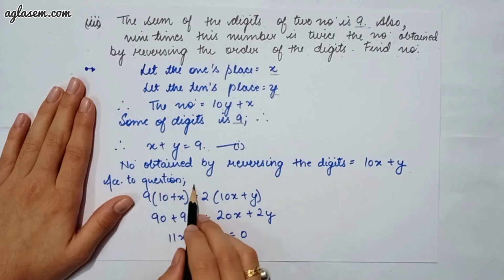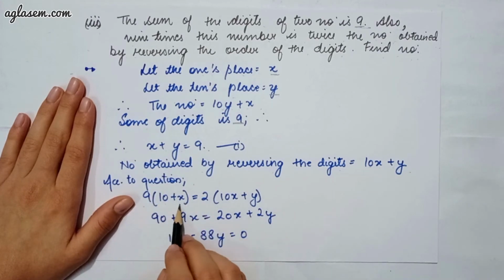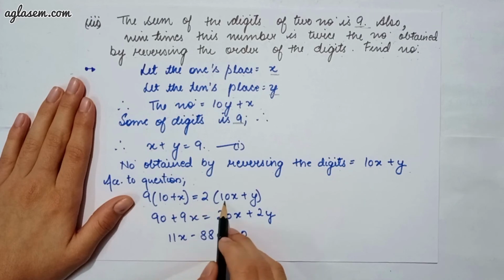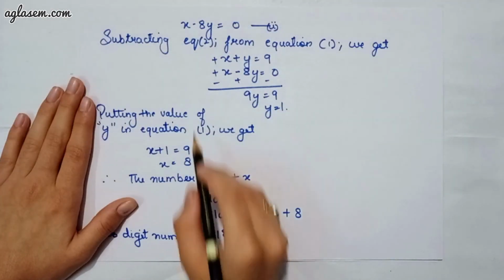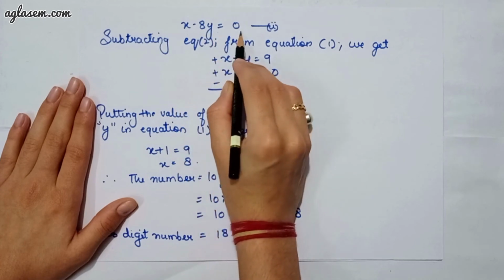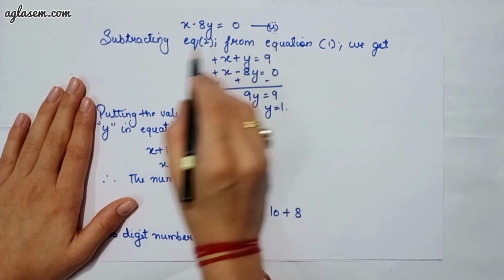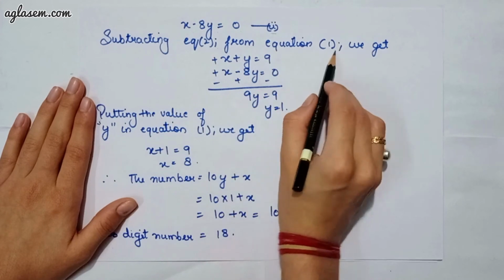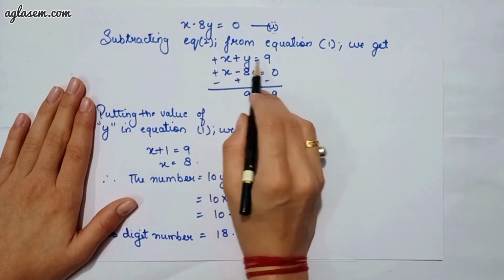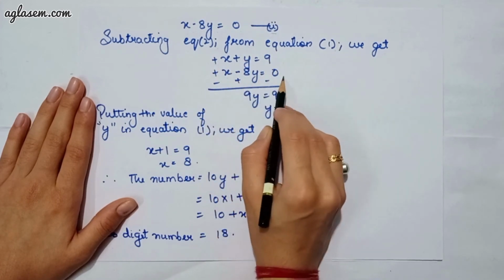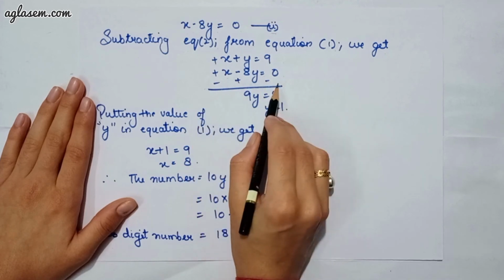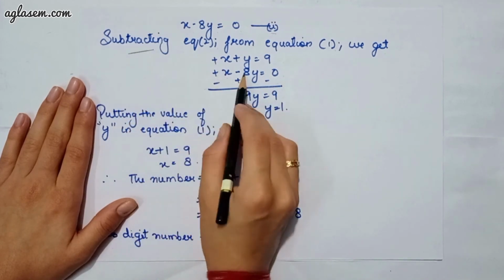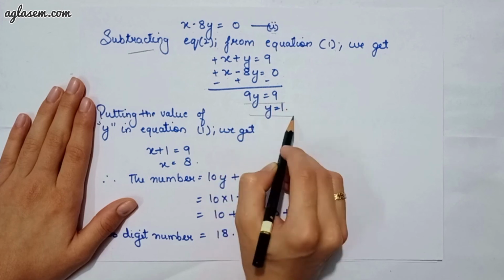So now according to the question, we have 9 into 10Y plus X is equal to 2 into 10X plus Y. So further solving it, we will get an equation that is 11X minus 88Y is equal to 0. Now solving it, X minus 8Y is equal to 0 will be our second equation. Now we have to subtract equation 2 from equation 1. We will get X plus Y is equal to 9 and X minus 8Y is equal to 0. So we have to subtract, therefore we need to change the sign. So our Y value will be 1.